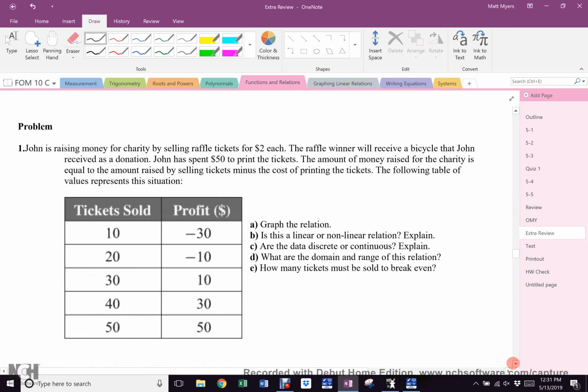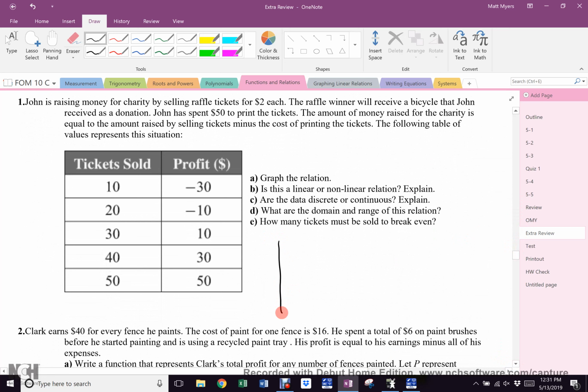So, graph it. Those are the X, those are the Y's, yes? 10, 20, 30, 40, 50. 10, 20, 30, negative 30, 10, 20, 30, 40, 50. They're both going up by 10s. Which one is tickets? Which one is profit?